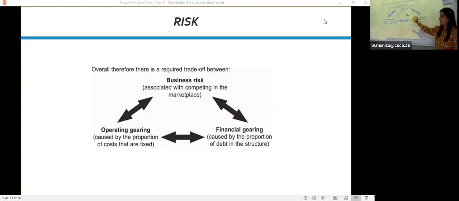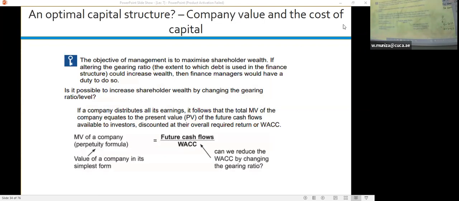So there must be a balance, and there can be a trade-off between the risks as well. Okay, so this is what you need to know. Now, what is the company value and the cost of capital, and what can be the optimal capital structure?